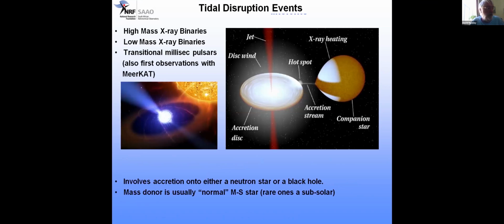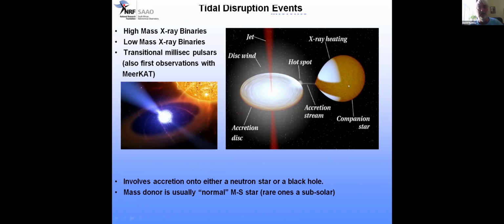I'm going to talk a bit now on X-ray binaries, and this is more close to what I work on. We look at both high and low mass X-ray binaries, and the thing that determines how you classify them is really that the high and low comes from the companion star, not from the compact accretor, which can be a neutron star or a black hole.